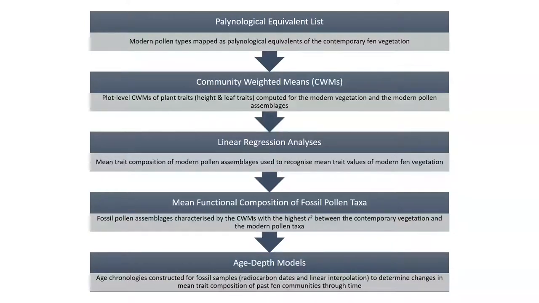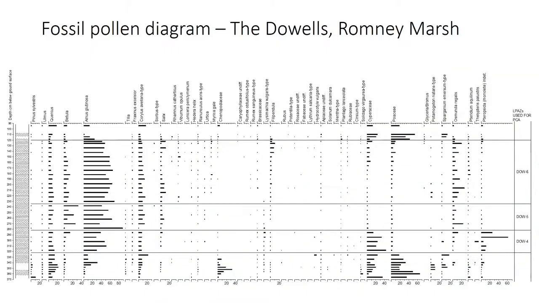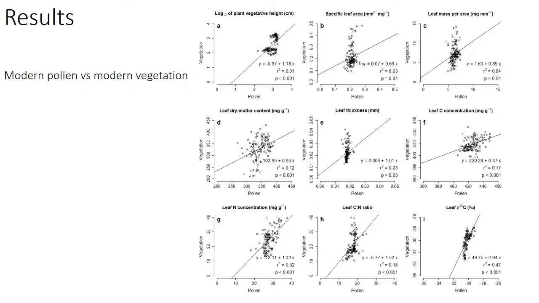And finally, we dated all the sediments from which the pollen were extracted, so we could classify them temporally from the mid to late Holocene period. So this is another pollen diagram of the fossil pollen this time, also from Rumney Marsh. You have the peat depth along the vertical axis there, and the pollen taxa that could be identified from those fossil pollen assemblages. So on to the results now.